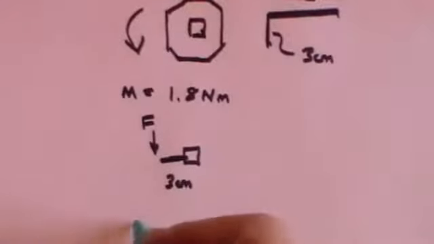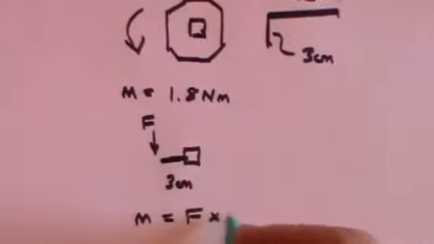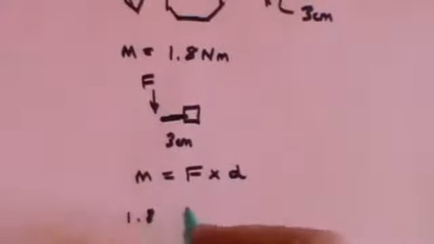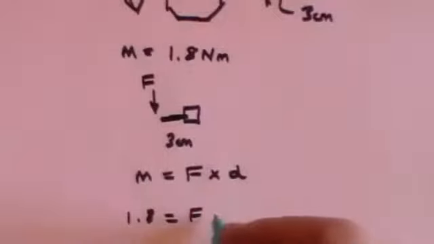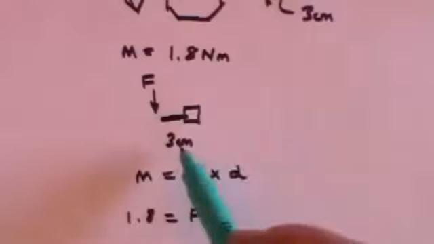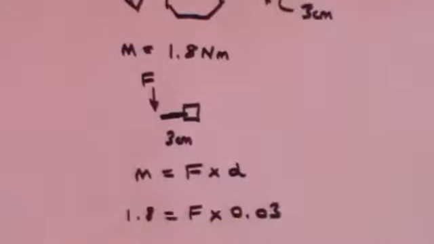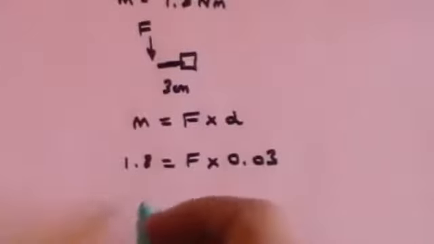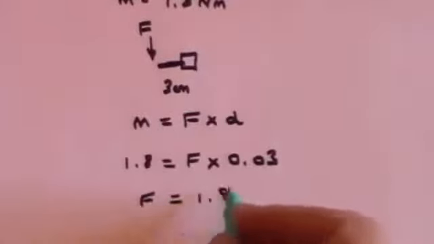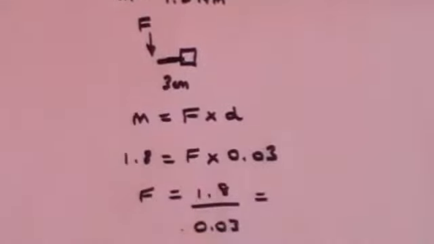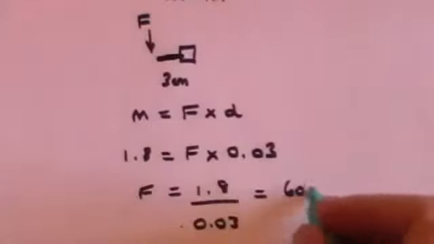So that means that the moment is going to be equal to the force times the distance. The moment we know is got to be 1.8, otherwise it's not going to unturn, is going to be equal to F times the distance, which is 3 centimeters, so that's 0.03 meters. And that means that F is equal to 1.8 divided by 0.03, which equals 60 newtons.